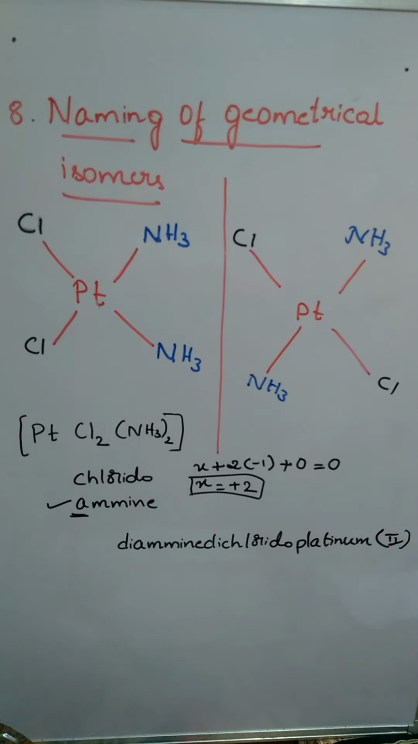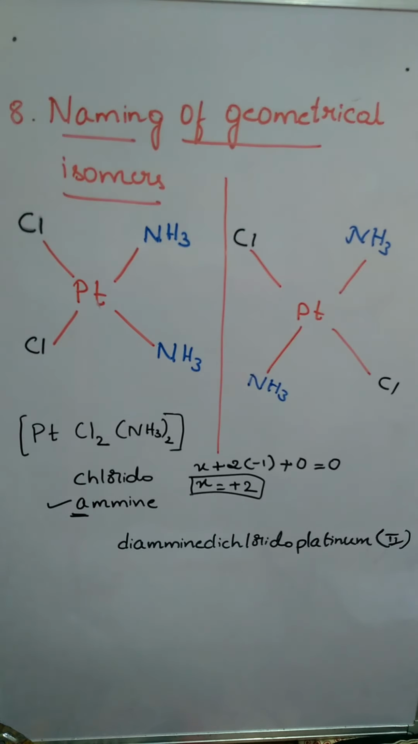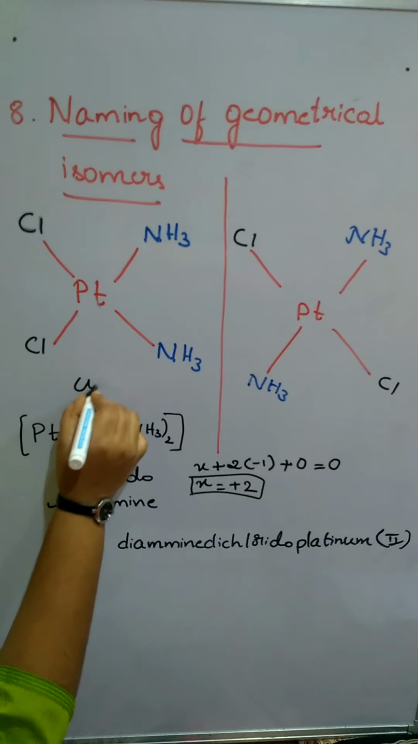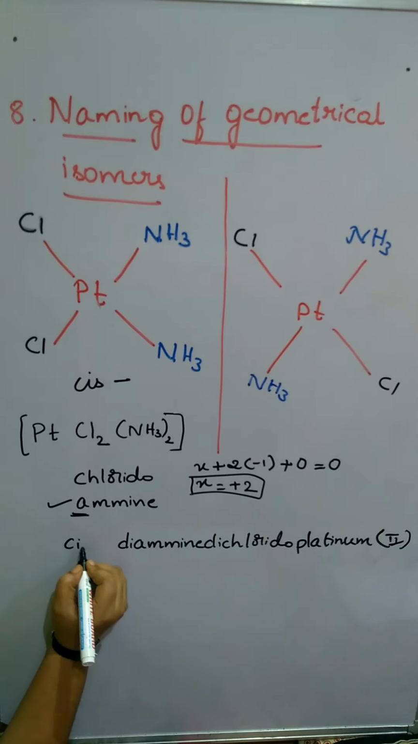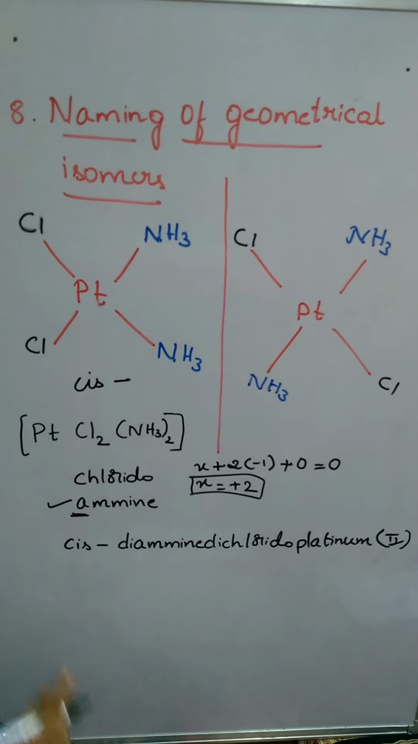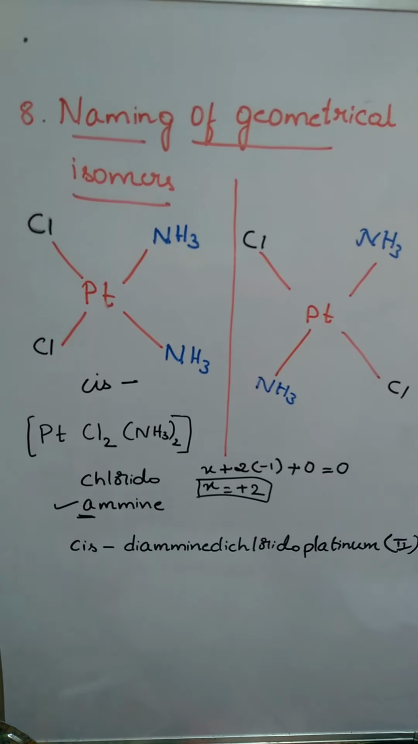Next, if you are naming this structure, what is it? Similar ligands lie adjacent to one another. That means it is a cis form. So the name should start with cis, followed by a hyphen and the name of the complex. Earlier, how we used to name the complex, the same thing. But if it is a cis form, first we write cis.